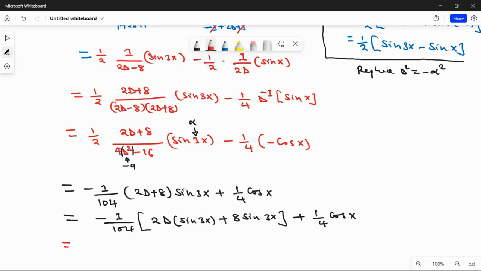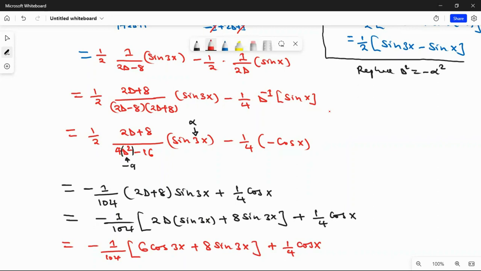And so if I simplify this, I'm going to get negative 1 over 104. Now, derivative of sine 3x is the same as 3 cos 3x. So this will give us 6 cos 3x plus 8 sine 3x, then plus 1 over 4 cos x. So that is the particular integral. Of course, you can simplify that. You can open the bracket so that you can simplify that further.